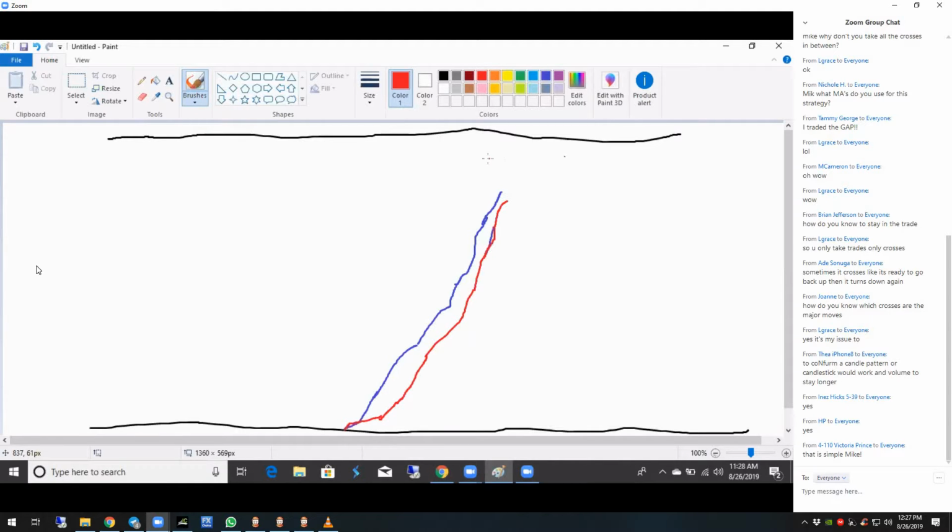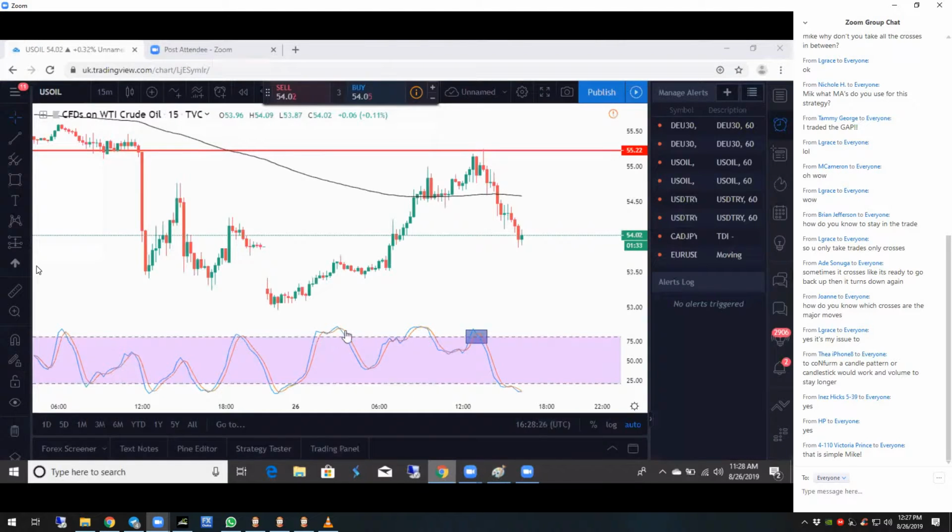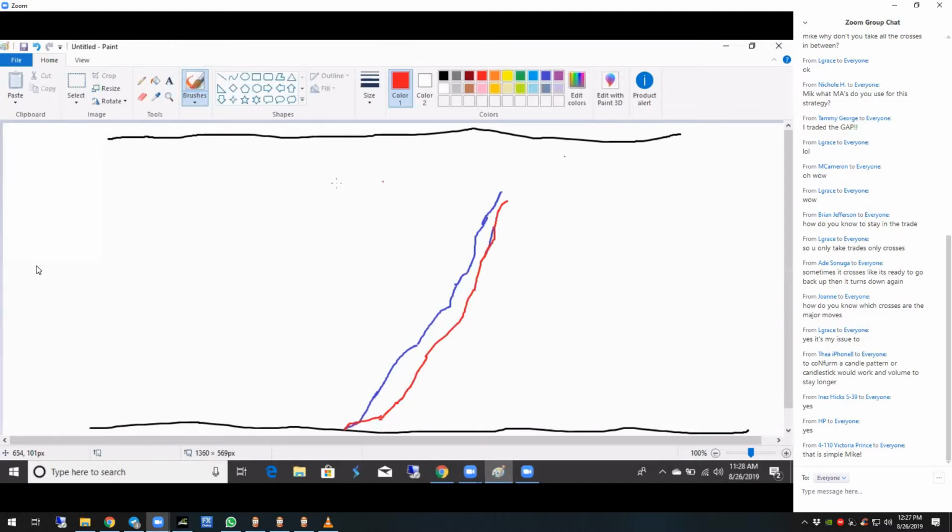Can I stay in the trade? I would consider getting out of the trade. Why? Because the red line has caught up with my blue line. It means it's about to get exhausted. It means, hey man, it's about to cross. And guess what's going to happen once that red line catches up with that blue line?